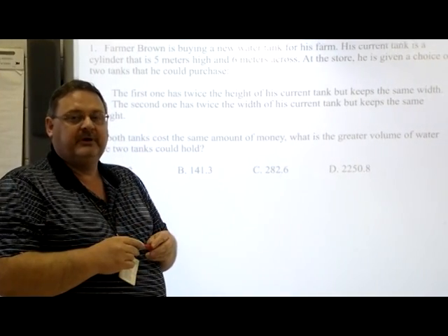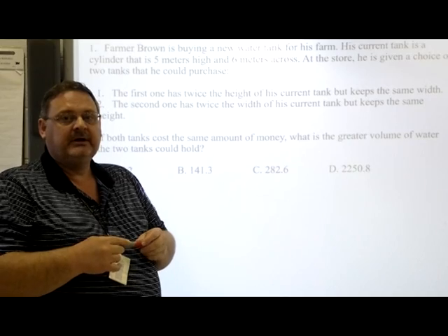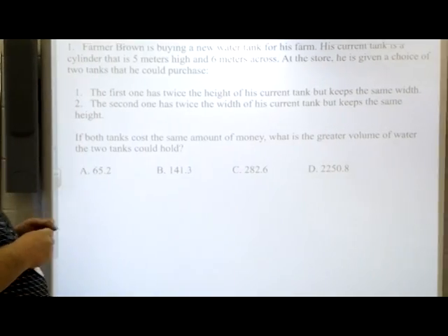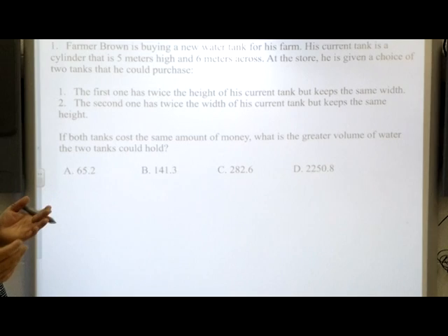Continuing on with some sample problems or types of problems that you may encounter dealing with volume. Farmer Brown is buying a new water tank for his farm. His current tank is a cylinder that is 5 meters high and 6 meters across. At the store, he's given a choice of 2 tanks that he could purchase.